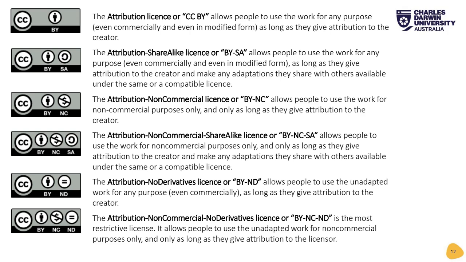The Attribution Non-Commercial Share-alike License, or BY-NC-SA, allows people to use the work for non-commercial purposes only, and only as long as they give attribution to the creator and make any adaptations they share with others available under the same or a compatible license. The Attribution No Derivatives License, or BY-ND, allows people to use the unadapted work for any purpose, even commercially, as long as they give attribution to their creator.